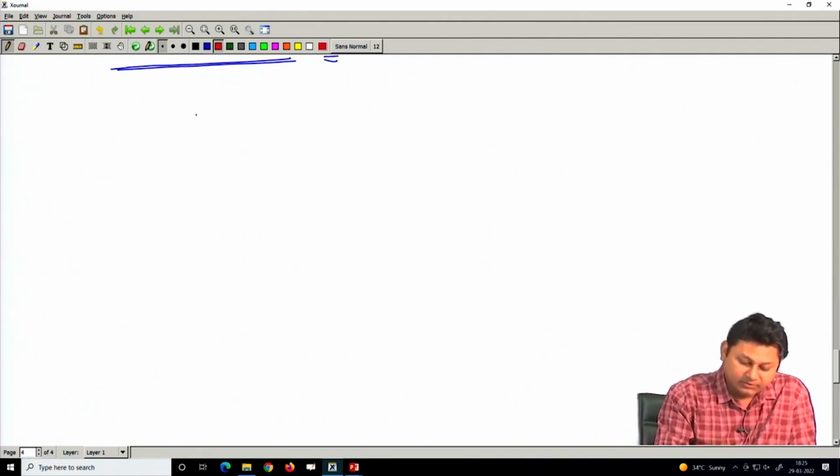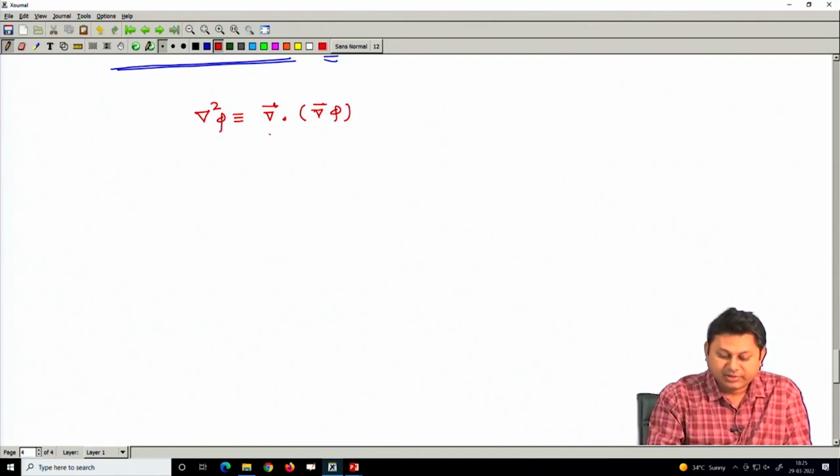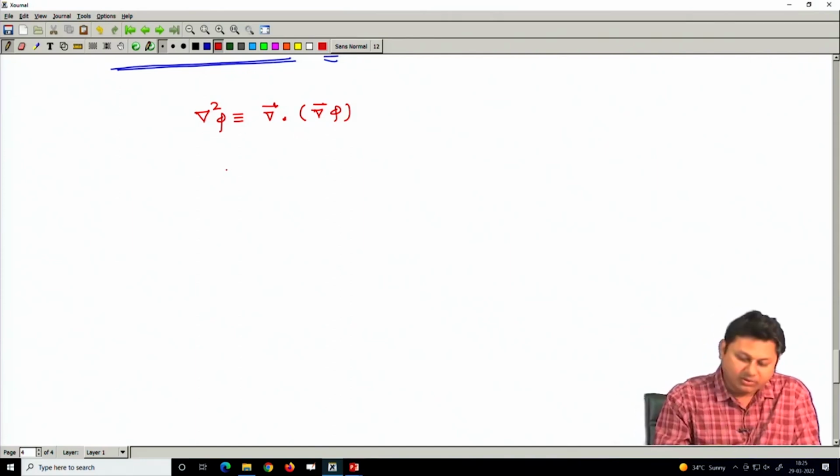In the very end part of the last class, we defined this operator and mentioned that it is called the del square operator. It operates on a gradient of a function phi, and at the end of the day this operator gives you the second order derivative. I gave it as homework, but let me do it quickly. So, what is this?